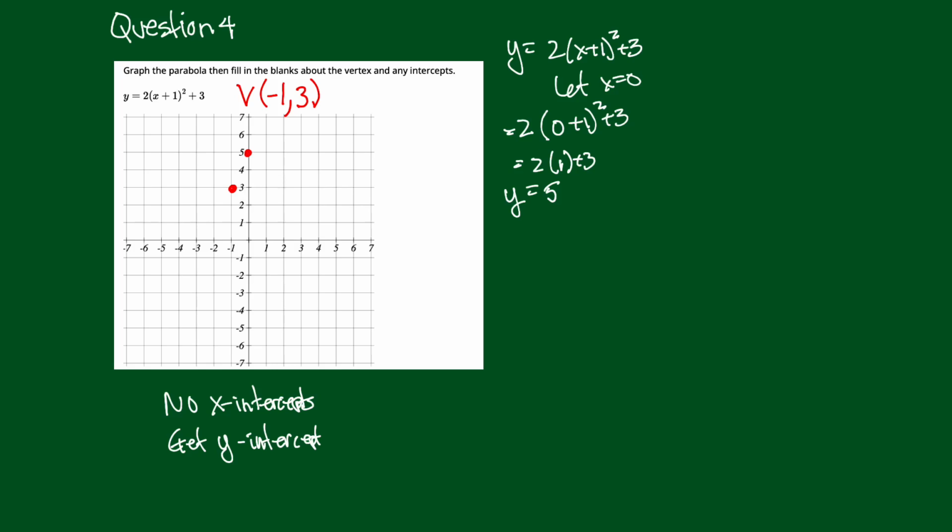Now this is the vertex, right here. And I know that the curve is symmetric around the vertex. So this says if I go to the right 1, I go up 2. So now go to the left 1, up 2. To the left 1, up 2 puts me over here. Now that's pretty tight, but do the best you can, use that tool to get your parabola through those 3 points.